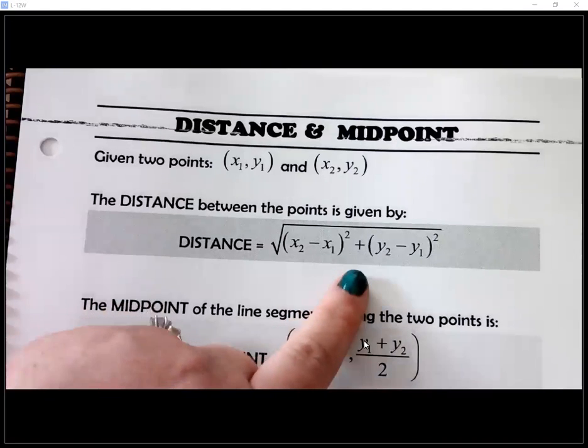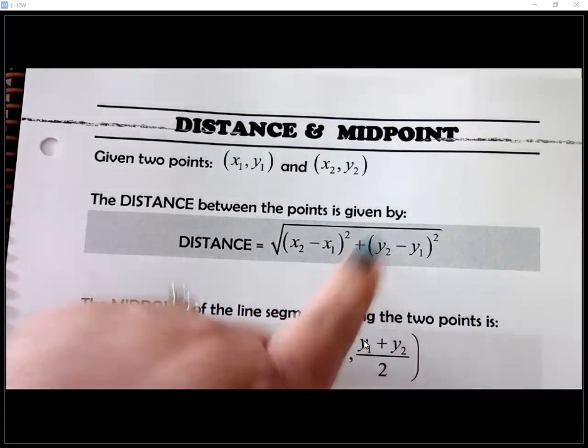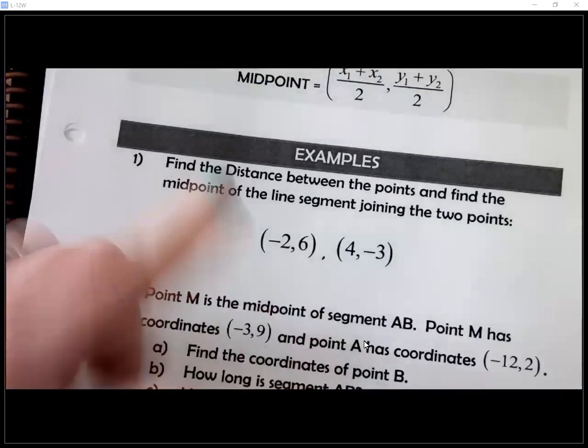This, ladies and gentlemen, if you want to find the distance between 2 points on the coordinate plane, it's real easy. If both points are along a horizontal or along a vertical, you could just count. But what happens when the 2 points are not along a horizontal or vertical? So let's do the one down at the bottom here under examples. I'll come back and talk about midpoint in a minute.